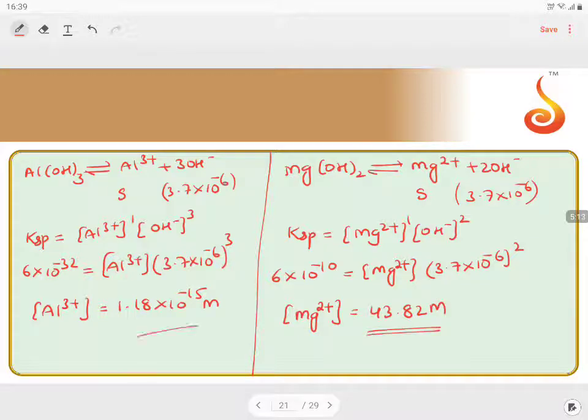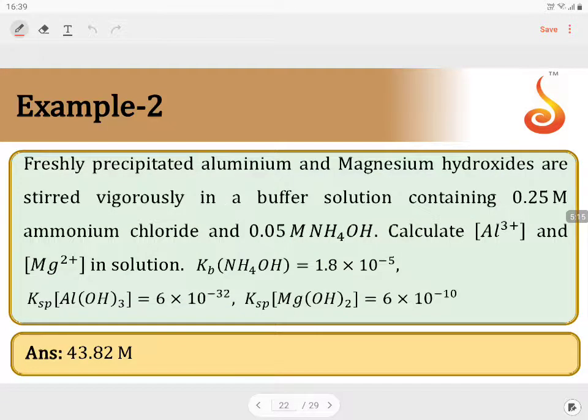So where do we have these options? We'll see. The answers are 43.82 molar, and another one is 1.18 × 10^-15 molar concentration.